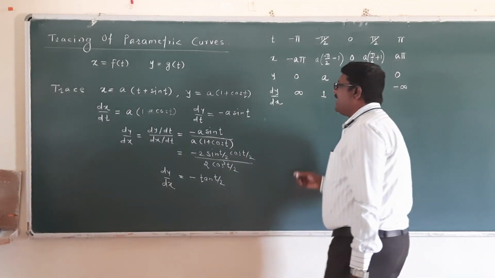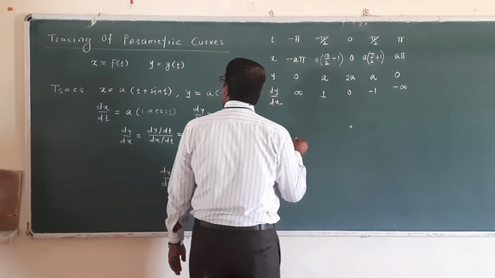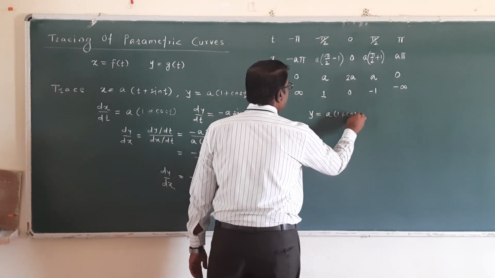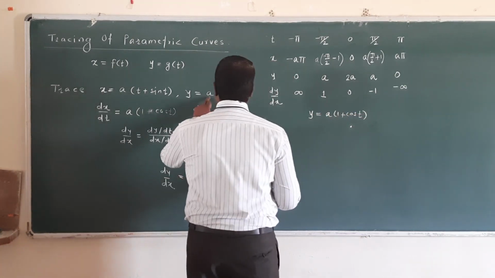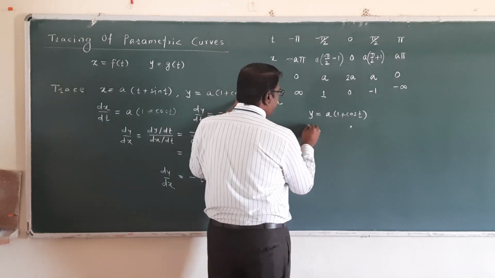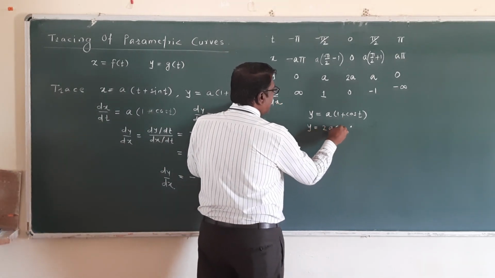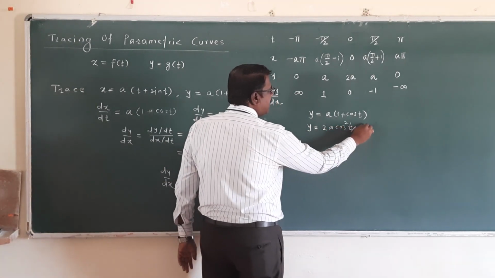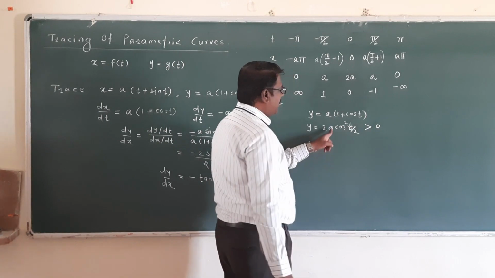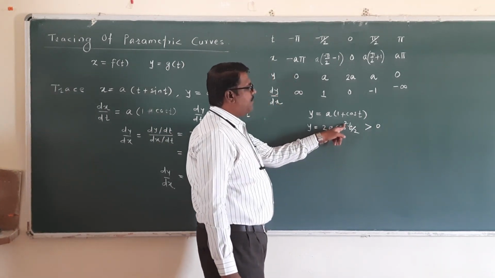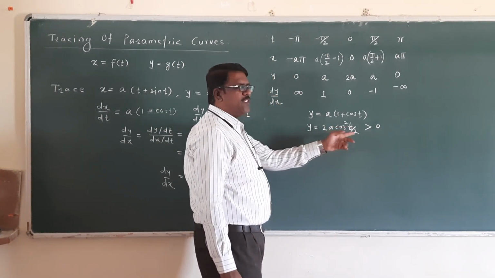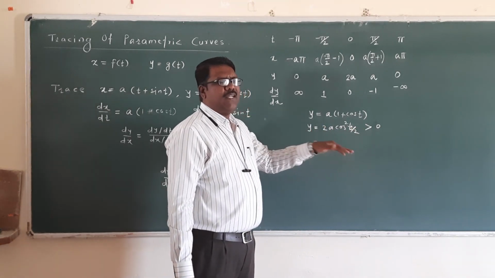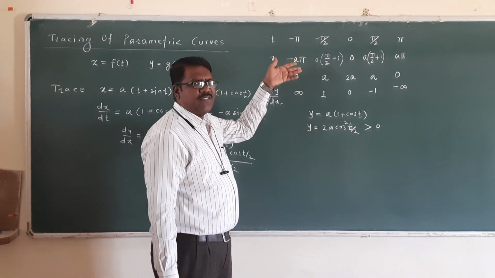We are going to check the region of absence. Here the value of y is a into 1 plus cos t, and this is nothing but 2a cos square t by 2. So this value of y is always positive, because 2a is positive and the square of cos t by 2 is positive. And if y is always positive, what does it mean? The curve lies above the x-axis.